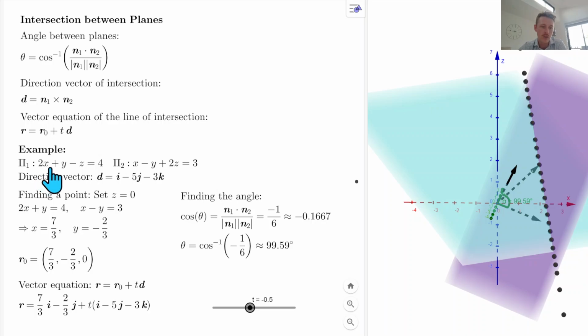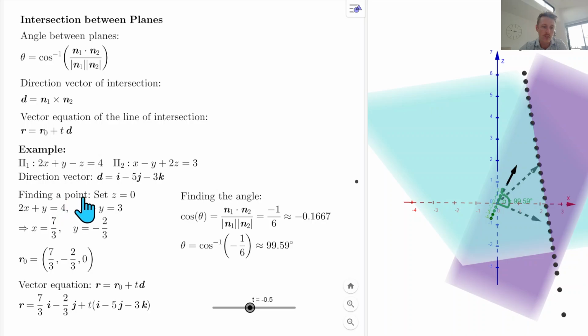So plane 1 is 2x plus y minus z equals 4, and plane 2 is x minus y plus 2z equals 3. The direction vector is i minus 5j minus 3k. Why is that the case? If you take the cross product between the vectors 2, 1, negative 1 and 1, negative 1, 2, you'll get 1, negative 5, negative 3. So that must be the direction vector by applying this.